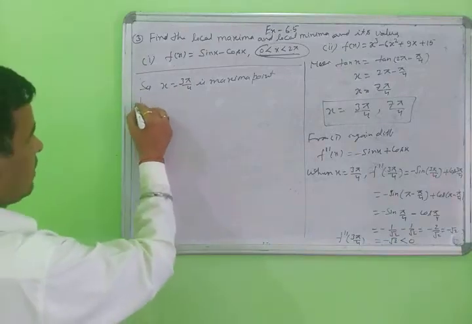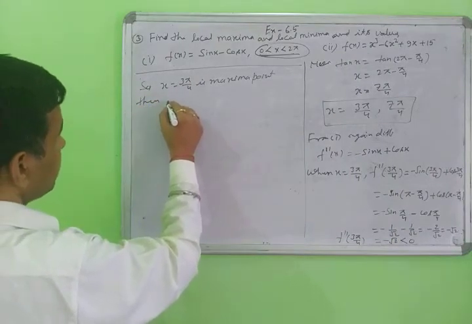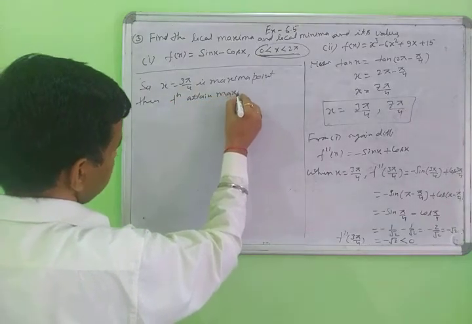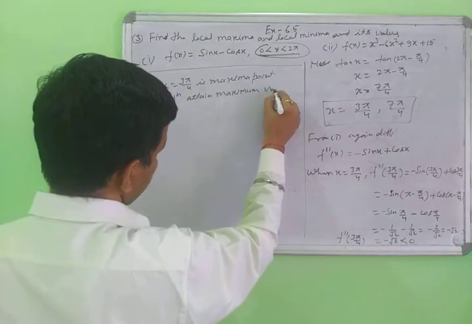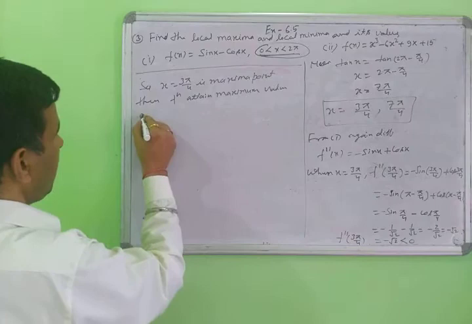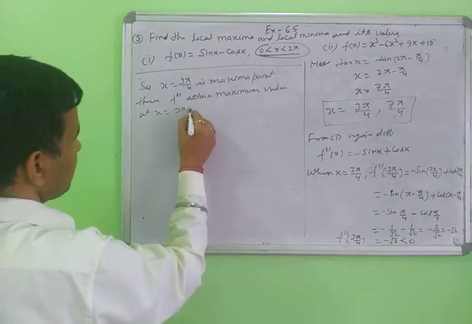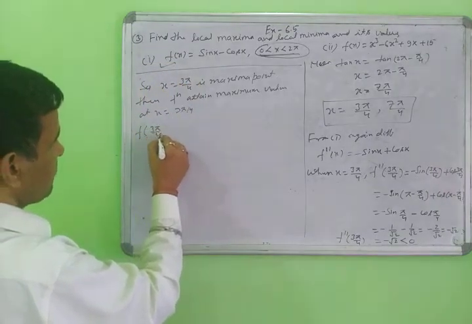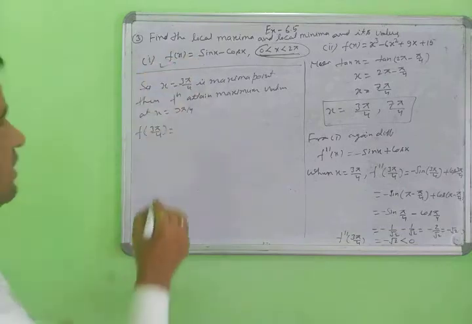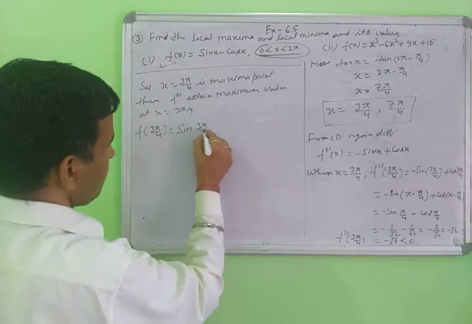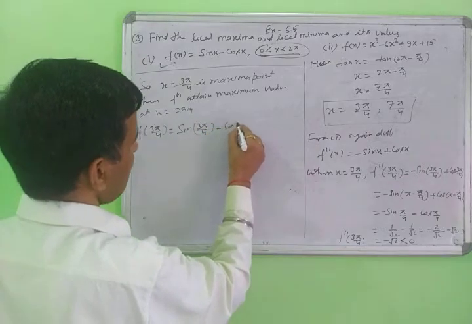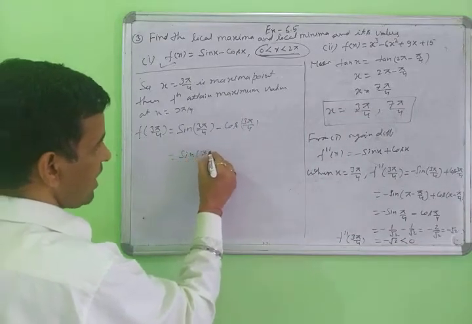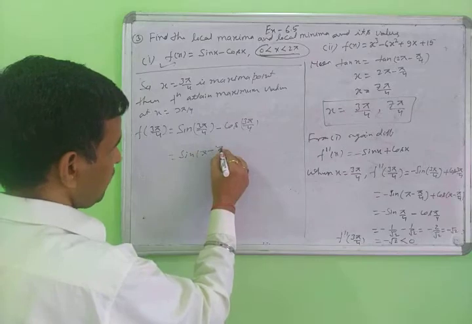So the function attains its maximum value at x equal to 3 pi by 4. What value do we find? Putting the value here, f of 3 pi by 4 is sin 3 pi by 4 minus cos 3 pi by 4. Similarly, break this down again: sin pi minus pi by 4.